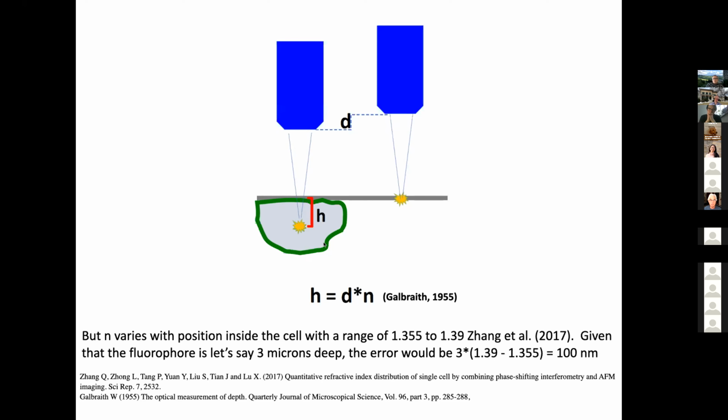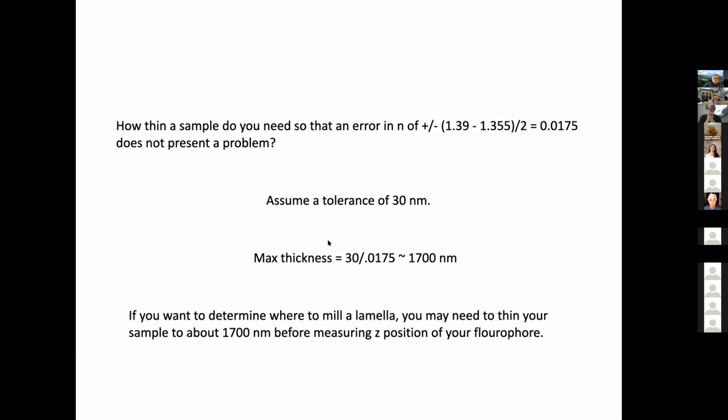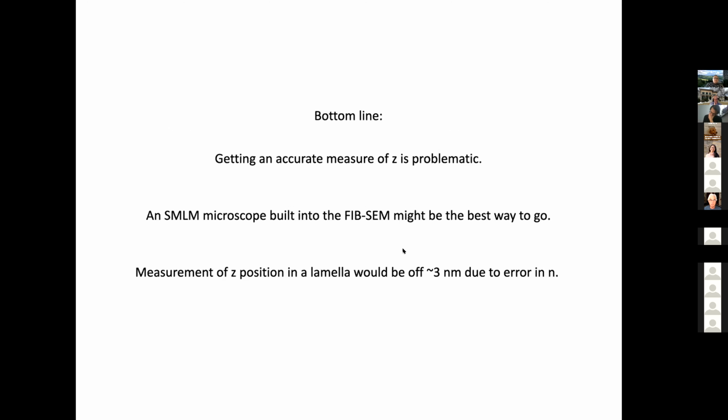So it seems that one way around a lot of these difficulties would be to have a milling instrument, if that's what you're going to do, in order to remove this uncertainty due to the variation of refractive index within the cell. Just as an example, if you want to have an accuracy of 30 nanometers or less, so you can mill your 150 nanometer lamella, then you need to have a maximum thickness that's under 2 microns. So getting an accurate measure of Z remains problematic.